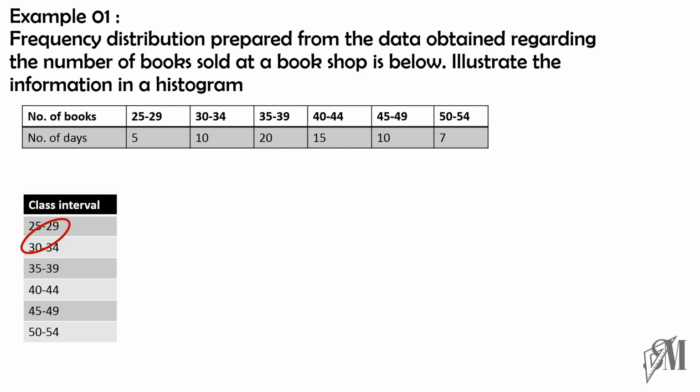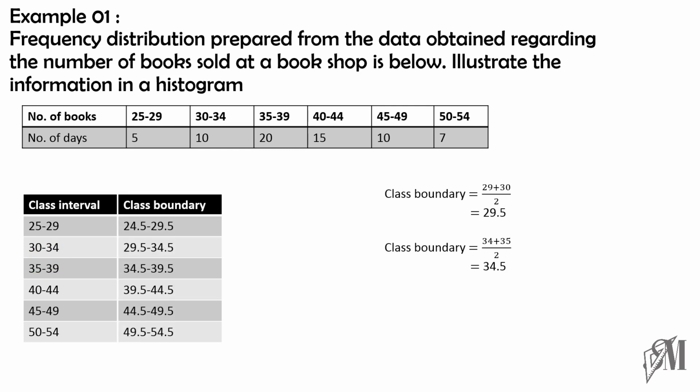For that, we have to take the class boundaries. So I add 29 and 30 and divide by 2, we get 29.5. When you come to the second part, it is 34 plus 35 divided by 2, 34.5. When you do this division, you will see there is a pattern. So by following the pattern, you can take the class boundaries like this. And then the frequency, you can fill it as it is. And now let us see with this information how to draw the histogram.